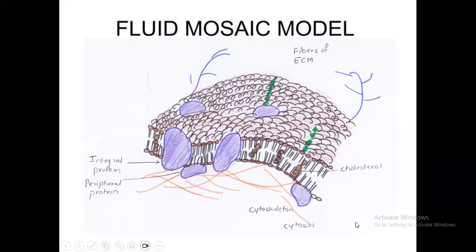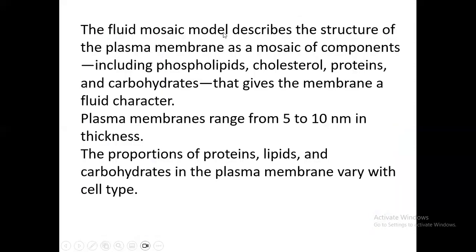And we will also find some embedded cholesterol molecules within the membrane, according to the fluid mosaic model. Now, the fluid mosaic model basically describes the structure of the plasma membrane as a mosaic or a network made up of phospholipids, cholesterol, proteins, and carbohydrates that gives the membrane a fluid-like character. It is about 5 to 10 nanometers in thickness, and the proportion of these different components will vary depending on the cell type.